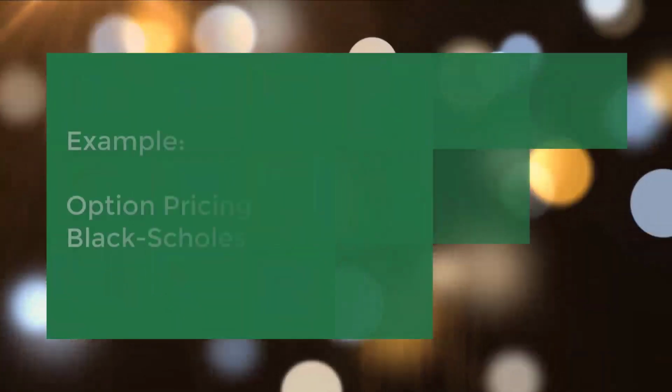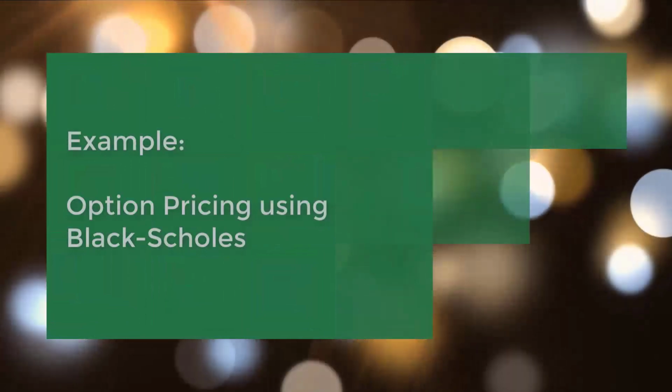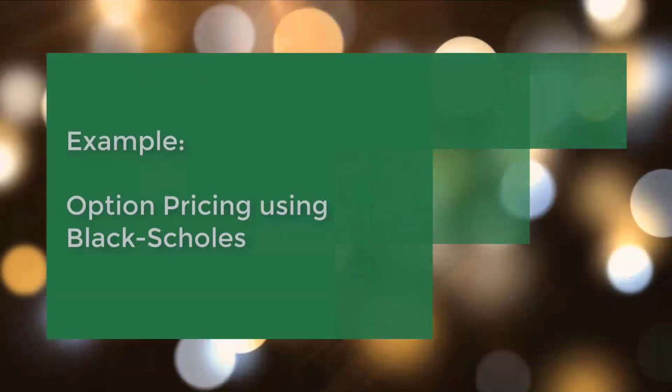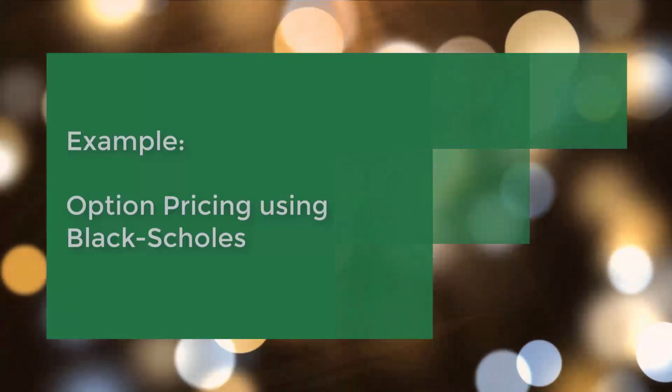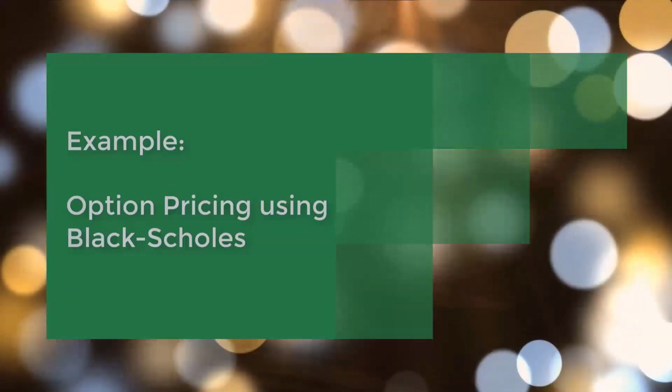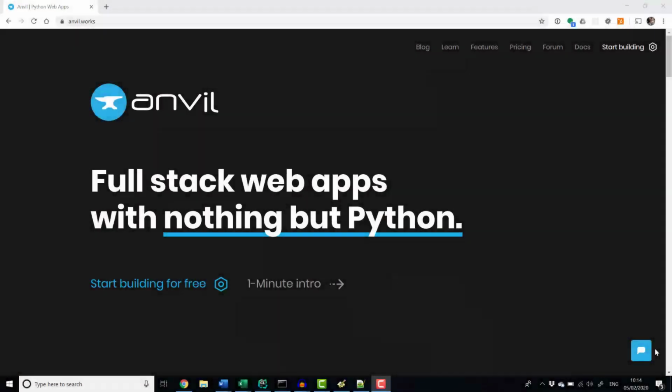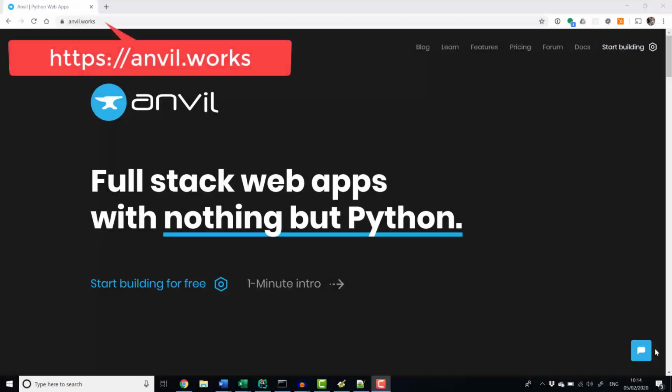The Black-Scholes pricing model for financial options is a well-known model for pricing European options. If that means nothing to you, don't worry. Just think of this as an example Python function that takes some inputs and calculates an output. You can still follow along. We'll build a web application that runs this model and then show how the same model can be run in Excel. To start with, we first log into Anvil or create a free account.